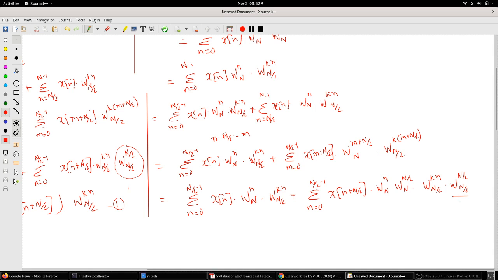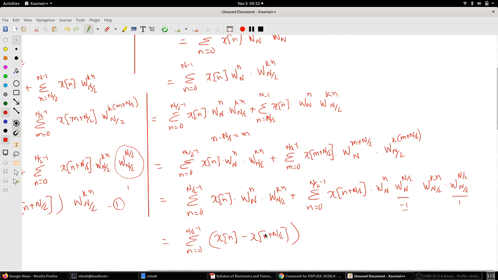So this term equals 1, this becomes equal to minus 1. So in short, what you will get is summation n equal to 0 to N by 2 minus 1 of x of n minus x of n plus N by 2, this is the minus 1 which comes here, into W_N of n into W_N^k of n by 2. So these are the two values you get.